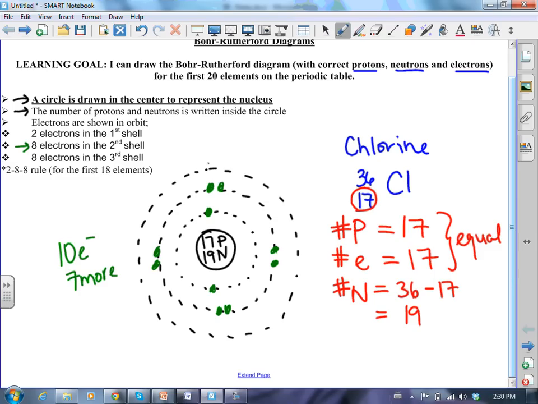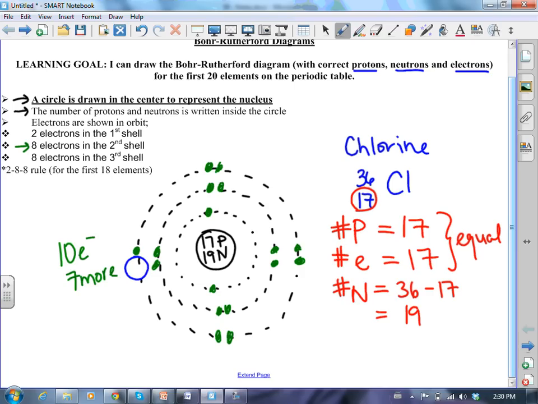So again, in order, 1 at the top, 2 at the bottom, then the 2 sides, that's 3 and 4. Now I can pair them up, 5, 6, and 7. So I still have room in that shell for 1 more electron right there. But I'm only allowed to draw 17 electrons, and if you count all my green dots, there are 17 green dots. I'm not allowed to draw any more. So that's my final Bohr-Rutherford diagram for chlorine.